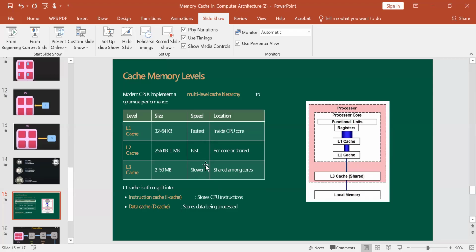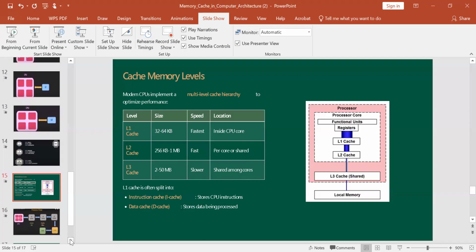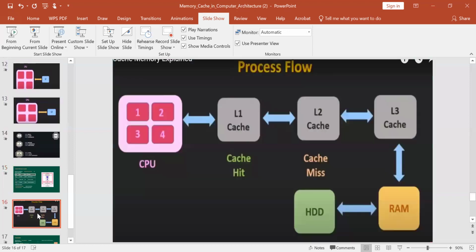Level one is located or integrated in the CPU core. Level two is a shared cache: when it is placed outside, it is shared among the cores and connected to the cores with a higher speed bus. And level three is also shared among the cores as well. So basically, this will be a recap of the memory caching system of the CPU.